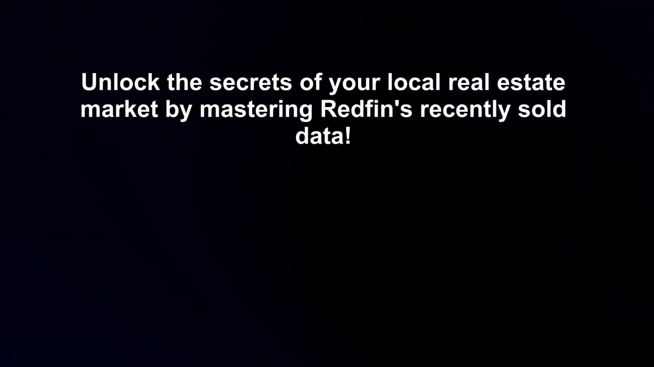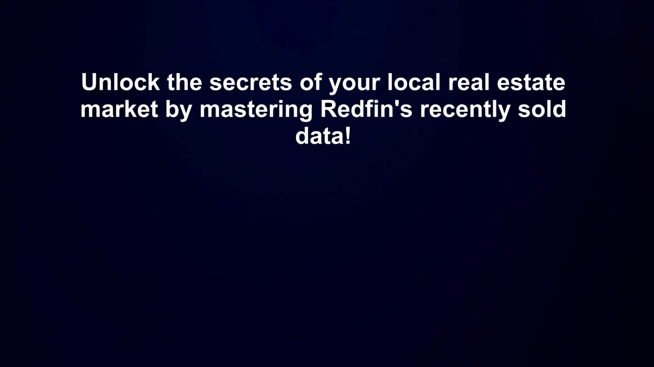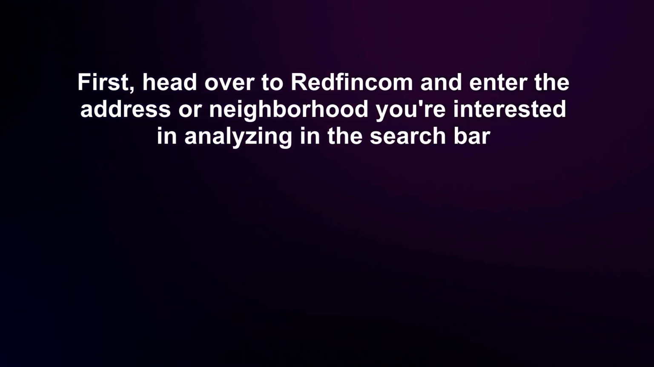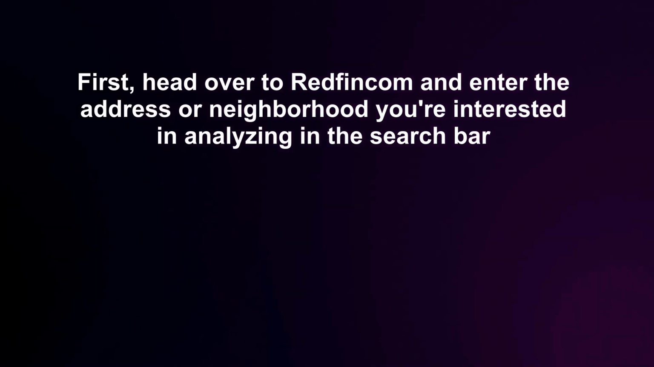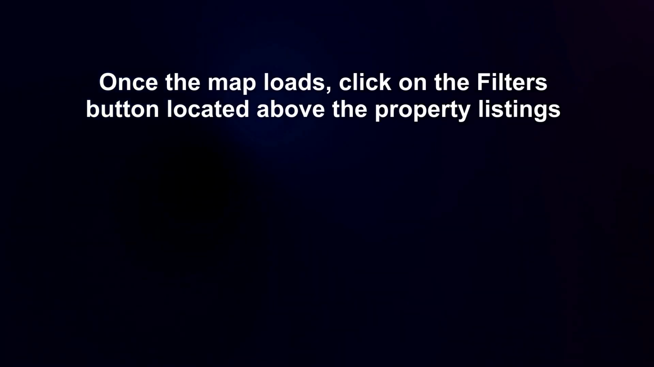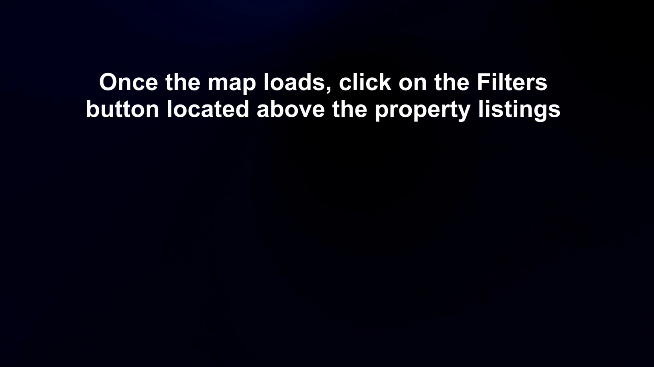Unlock the secrets of your local real estate market by mastering Redfin's recently sold data. First, head over to redfin.com and enter the address or neighborhood you're interested in analyzing in the search bar. Once the map loads, click on the Filters button located above the property listings.